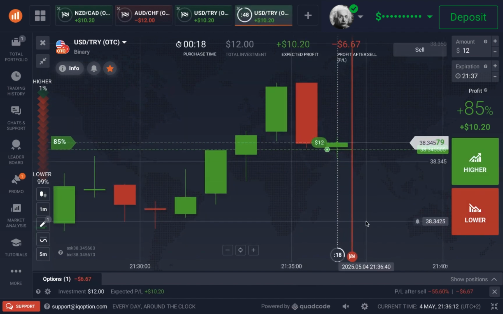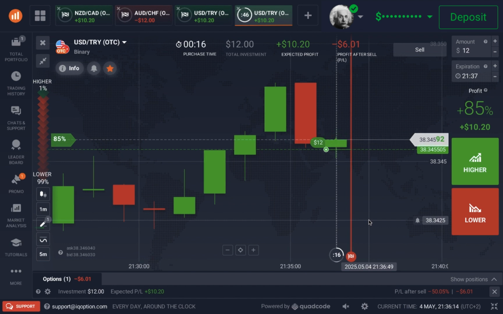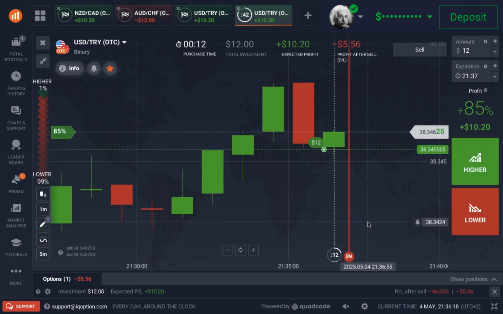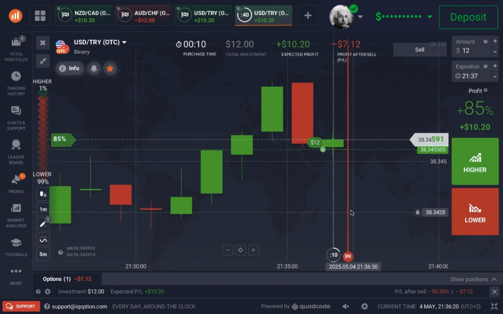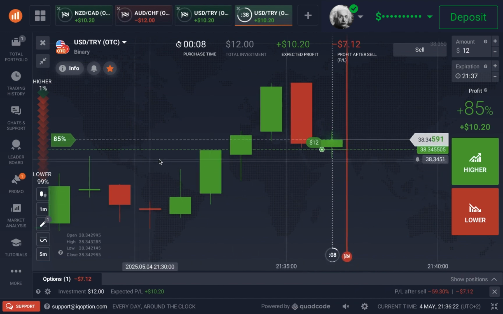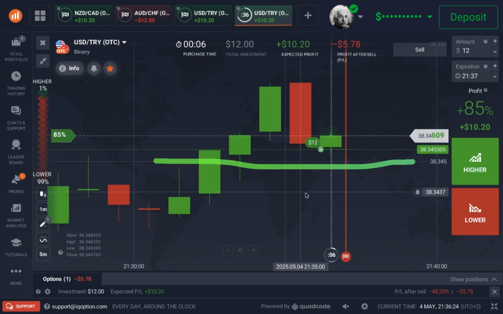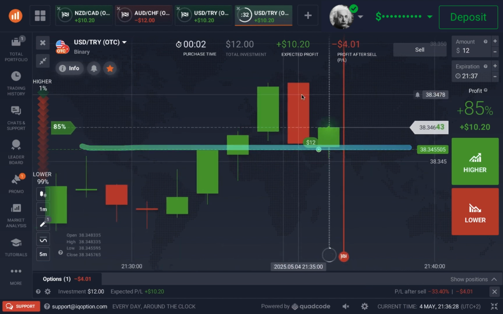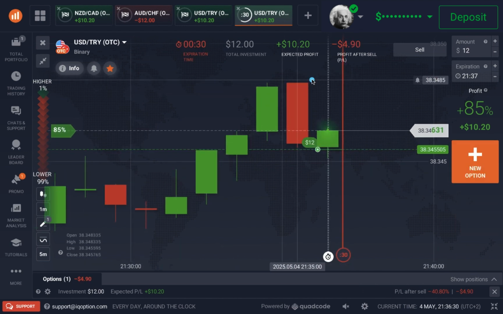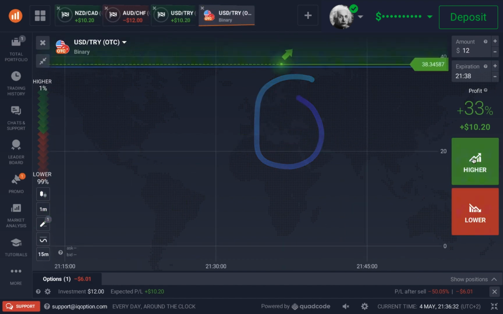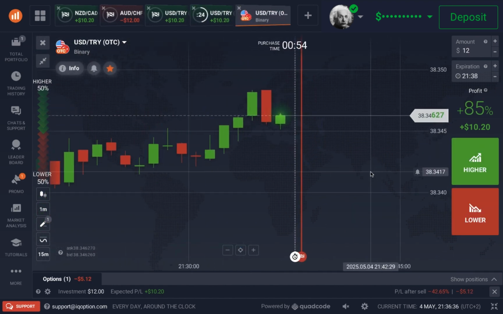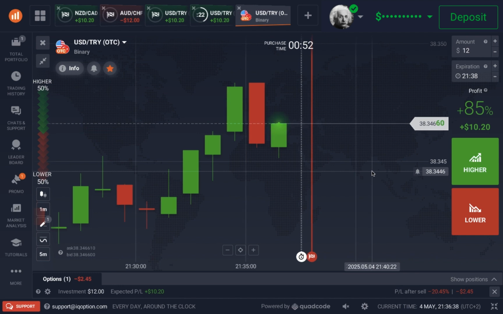Okay, I placed a high option again because it's a round number level, and this strong candle is a sign of reversal. Long candle is a sign of reversal, so that's why I place higher option. And the trend is uptrend.